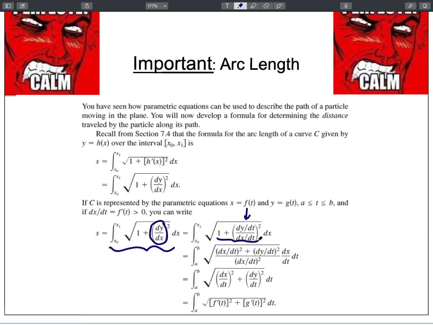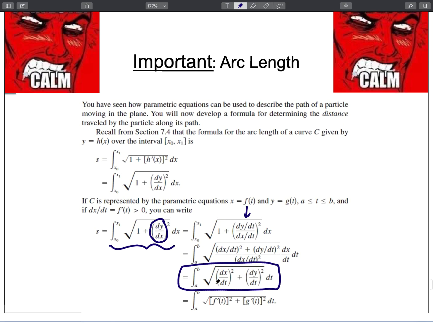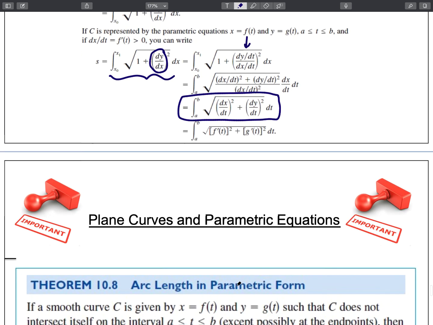So you could write 1 as the quantity dx dt squared over dx dt squared. They now have common denominators, and you can add them. Then if you take the square root of that, you can take the square root of the numerator and denominator separately. If you do a little bit of algebra, you'll find that this is actually a really good working version of the arc length when you're talking about parametric. All we have to do is find the dx dt and dy dt components separately, the derivatives of the components, plug them in, and then use the formula.